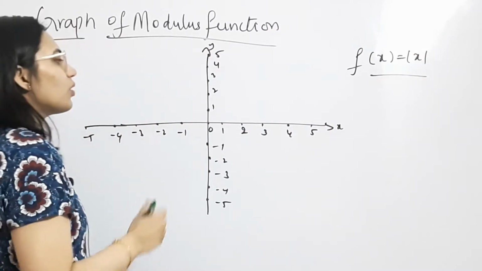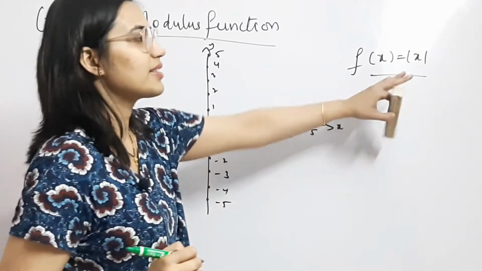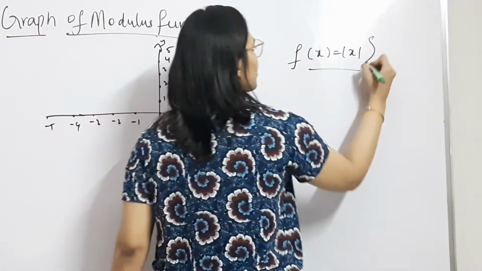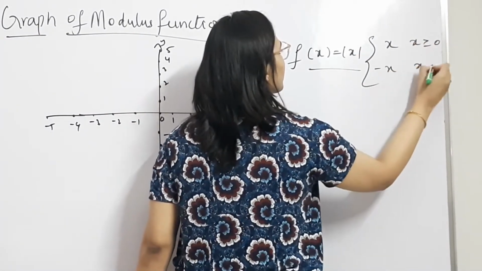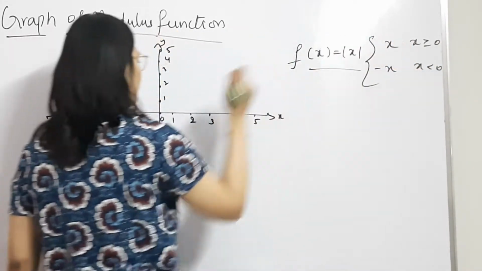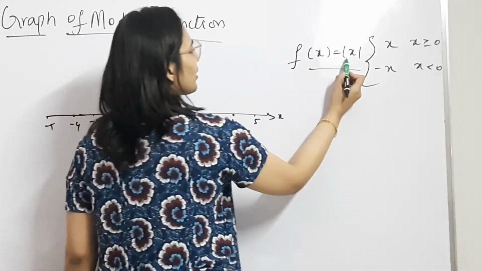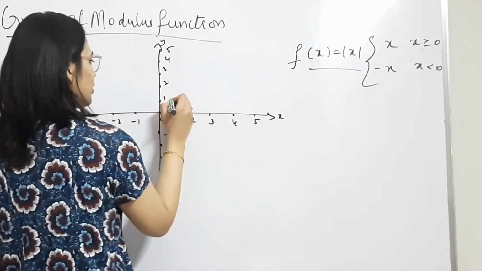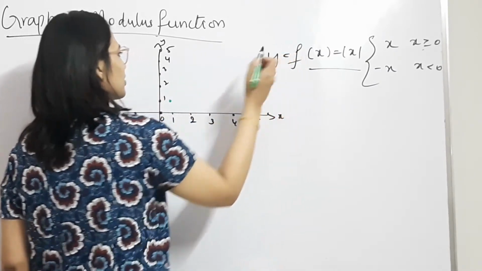Okay, so now if x is 0, and you know that by definition this should be x when x is greater than or equal to 0, and it should be minus x when x is less than 0. So when x is 0, this falls under the first case, the value will be 0 only, right? And when x is 1, positive, the value will be 1. Here y is equal to f of x, you can say like this.